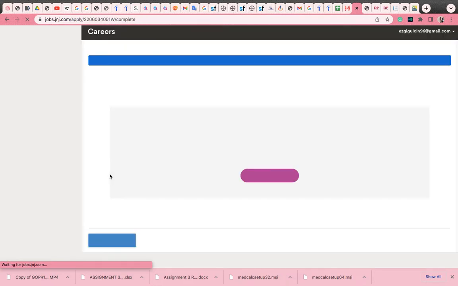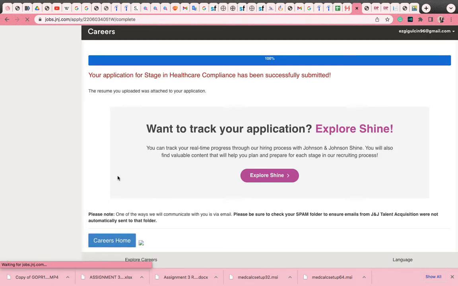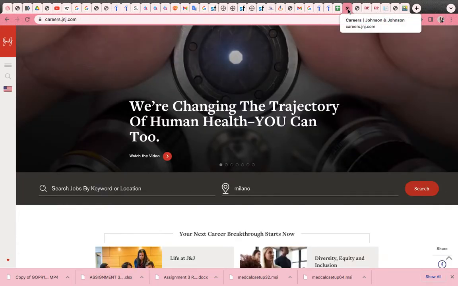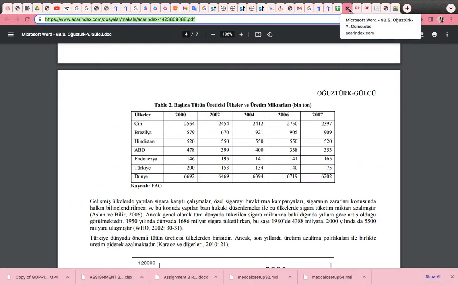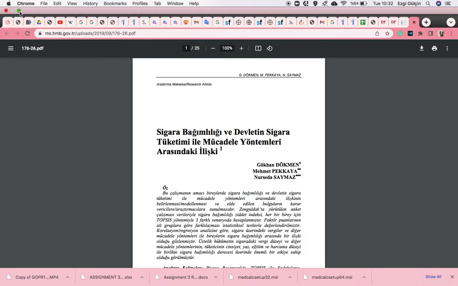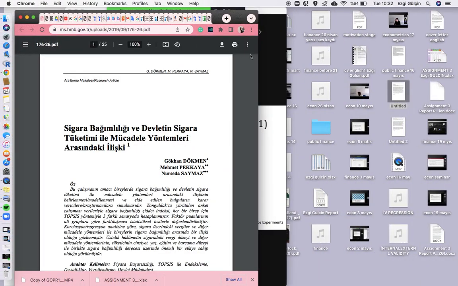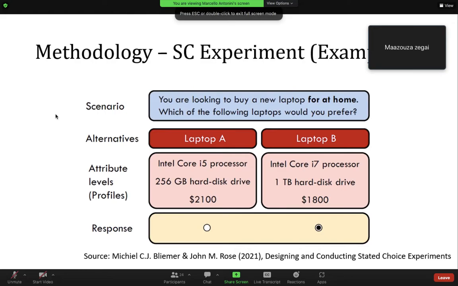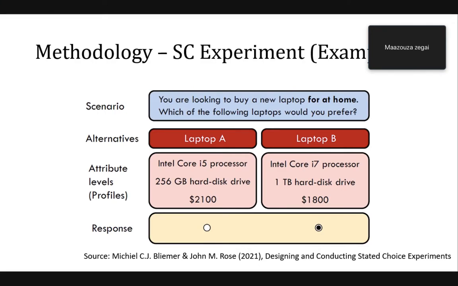Excuse me? Yes. Just a question about the first one, for the computer. If you do this kind of question, it is so obvious that everyone is going to choose laptop B. So if you are always doing the same questions, what is the result of this one?